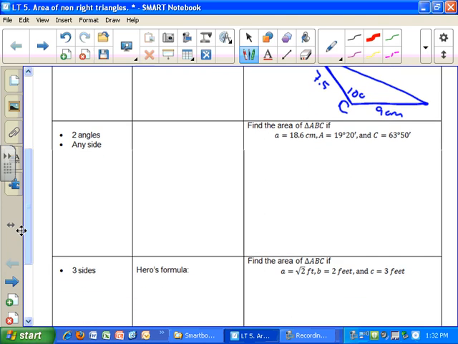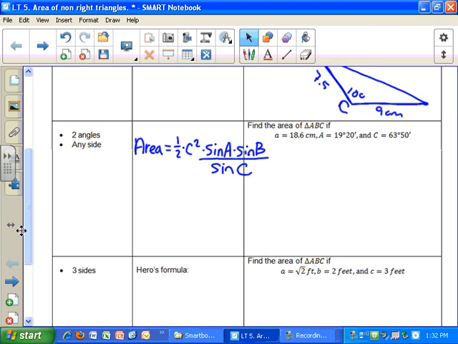The next scenario that we might have is knowing two angles and any side. So if you know two angles and any side, then the formula that you have to use is area equals 1/2 times c squared times sine of A times sine of B all over sine of C. And the letters are arbitrary, just as long as the one side that you know is the same as the angle that's on the bottom.